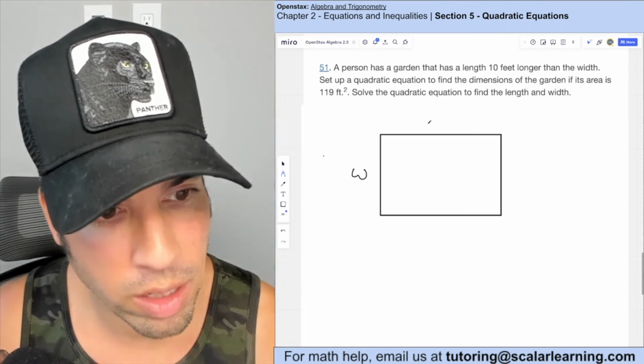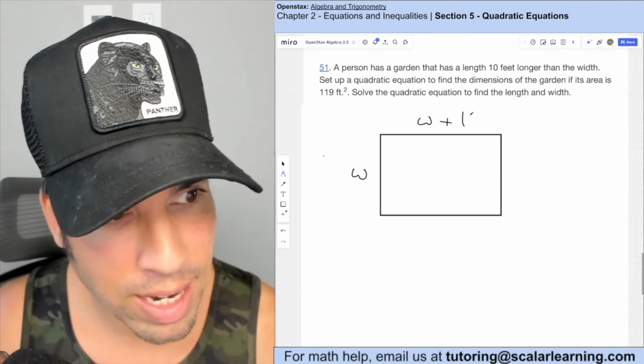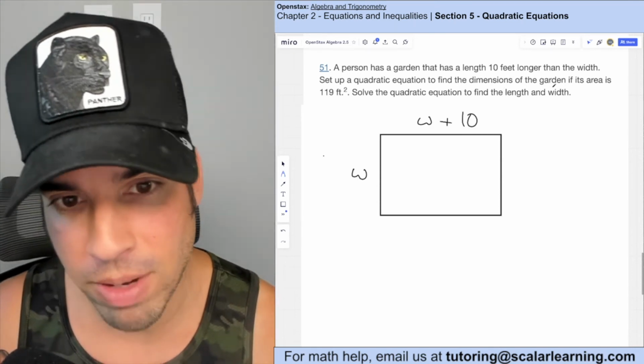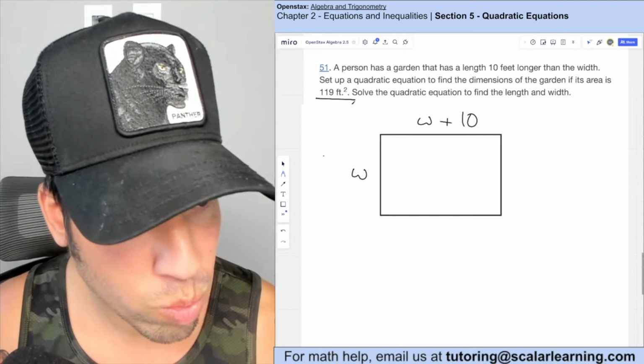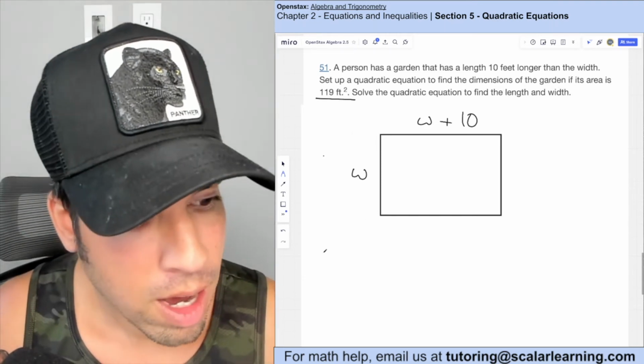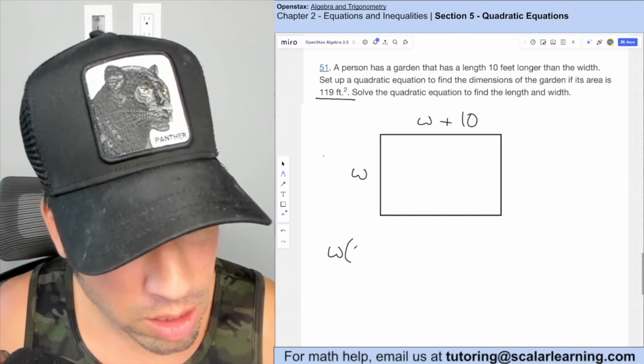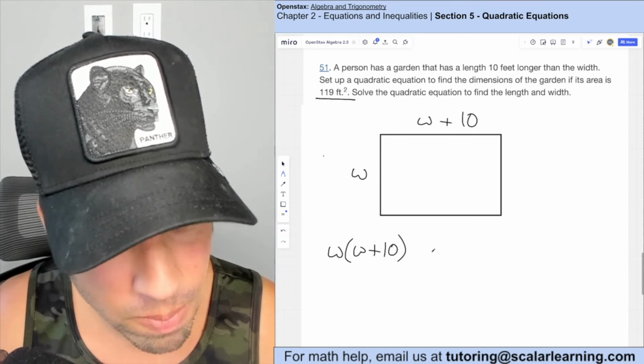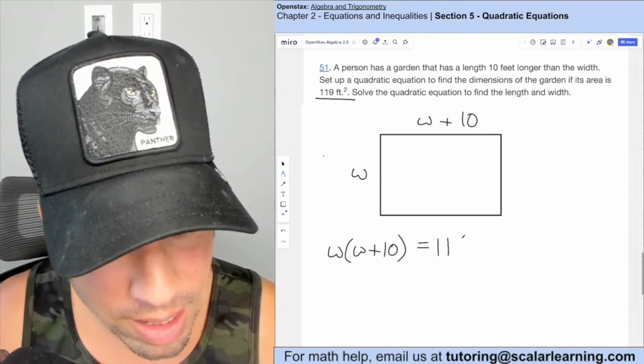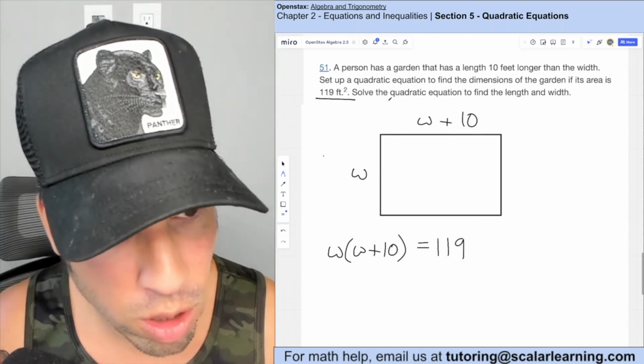A person has a garden that has length 10 feet longer than the width. So I can say this is the width, this is the length that is 10 feet longer. Set up a quadratic equation to find the dimensions. The area is 119. So check it out. I know that W, width, times length, which is W plus 10, equals 119 feet. And they want us to use the quadratic equation.